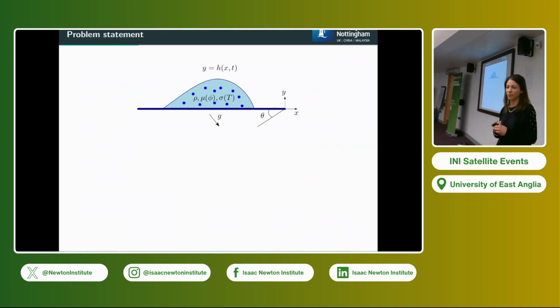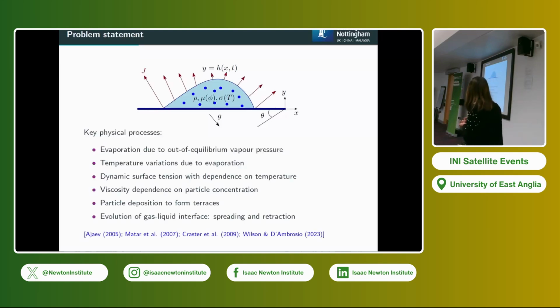So this is the setup of the problem. We have a droplet sitting on an inclined substrate. There's an angle theta with the horizontal, and the droplet has a constant density. The viscosity mu will be dependent on the concentration of the particles, and the surface tension is also dynamic, namely it depends on the temperature variations. So we will denote by y equals h of x, t the position of the interface.